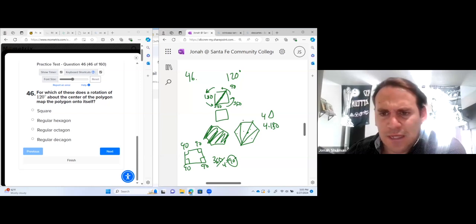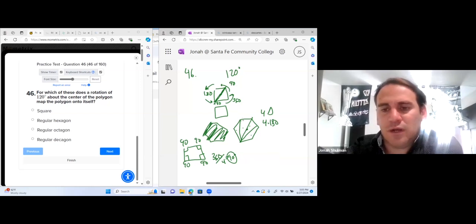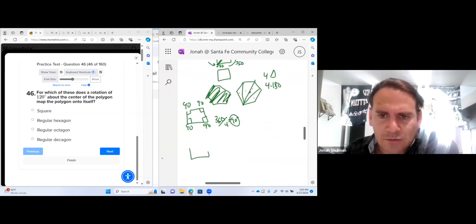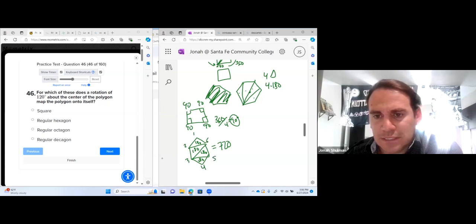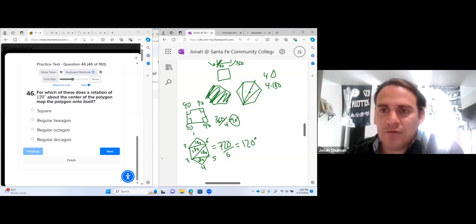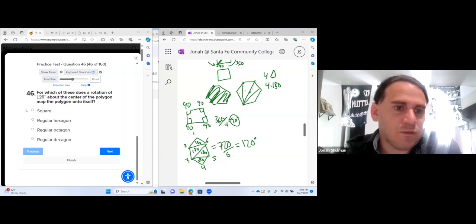A hexagon is basically the square, but I have 2 more triangles to it, right? See, there's the hexagon, 180, 180, 180, 180. So that's 720 degrees. Now, if I divide this by its 1, 2, 3, 4, 5, 6 sides, 6 goes into 720, 120 degrees. That means every 120 degrees, it's going to look the same. So I'm going with B for this one.